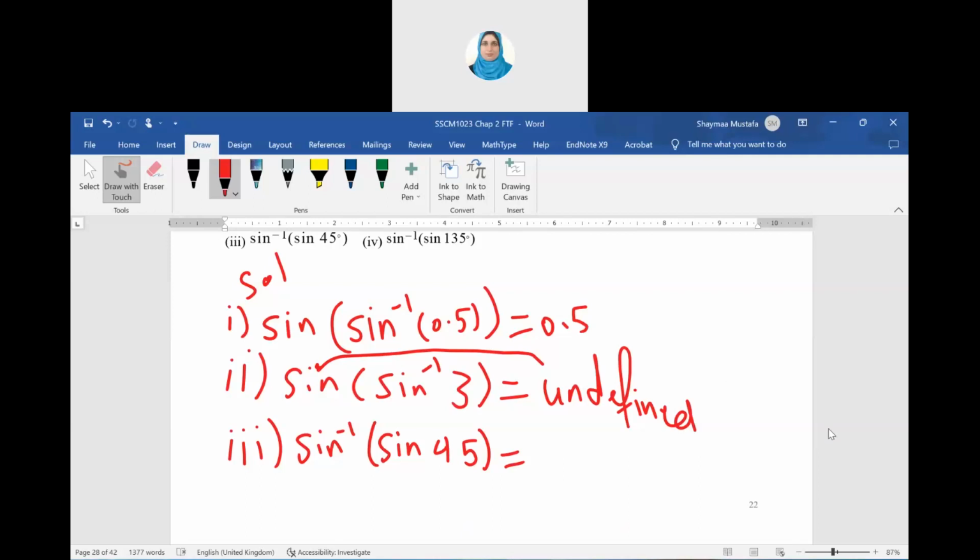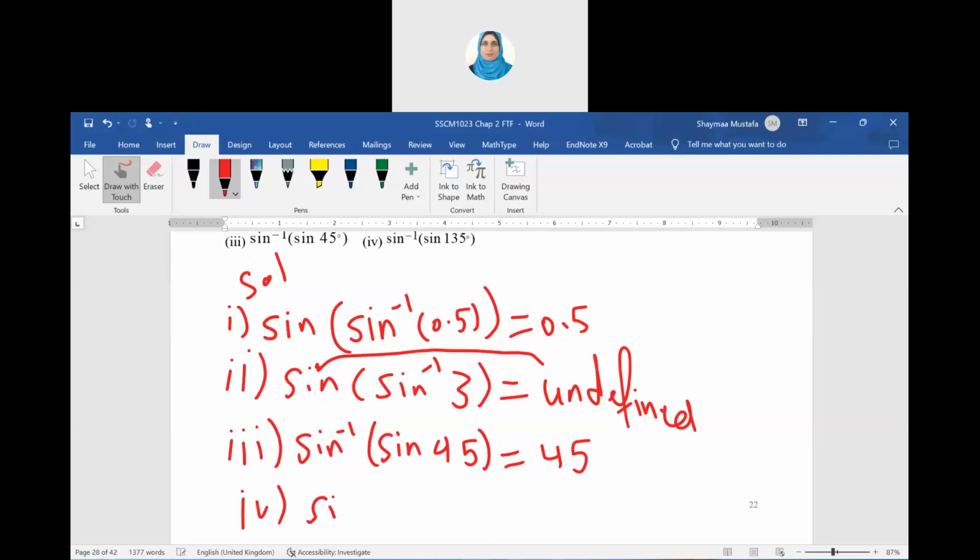45. Yes, this one is 45 because 45 is within the range of sine inverse. So here you have no problem. Sine 45 is within the range of sine inverse because the range of sine inverse is between minus pi over 2 to pi over 2. So there should be no problem. Okay, now sine inverse sine 135.